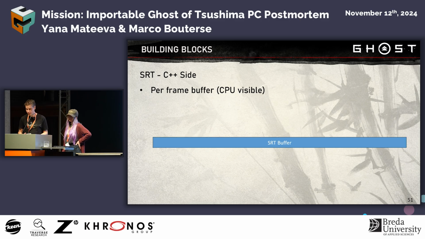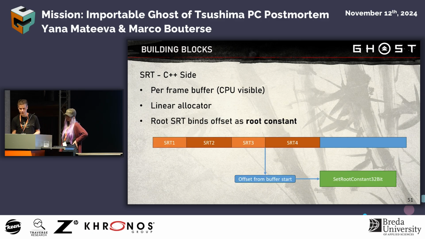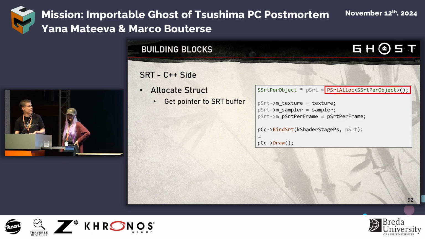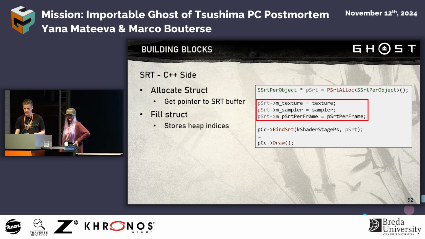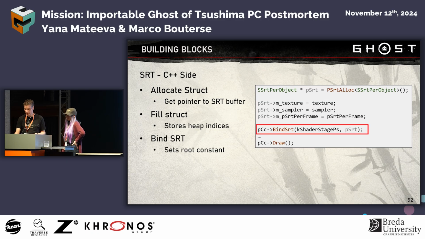We have a per frame CPU visible buffer in upload memory. And during the frame, we have a simple linear allocator, just allocates all our SRTs from this buffer. And whenever we need to draw, we store the offset to the SRT as a root constant. So here's a quick code example. We allocate one of these structs, so we get a pointer back to the buffer. We fill the struct with our proxies, and then we bind it, which sets the root constant, and then we're ready to draw.